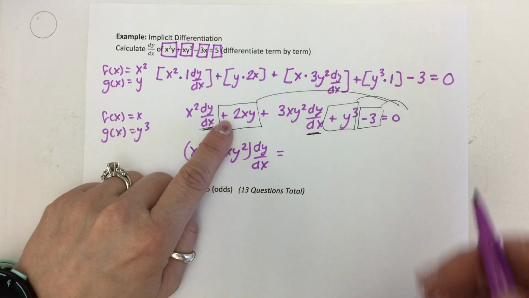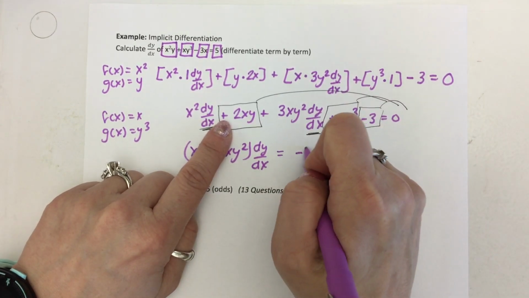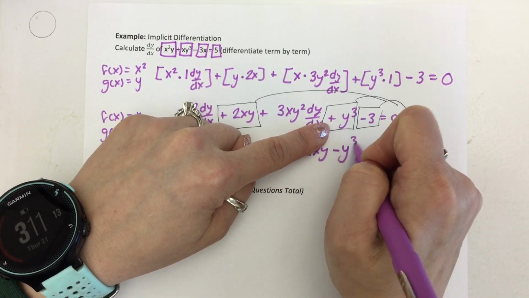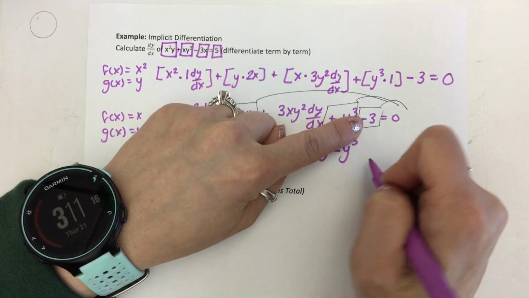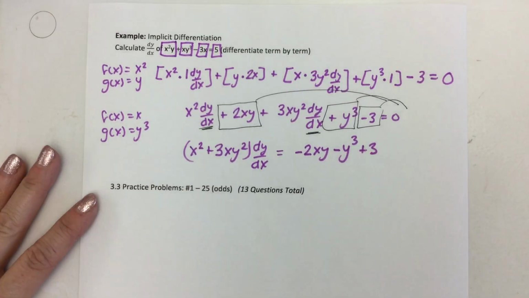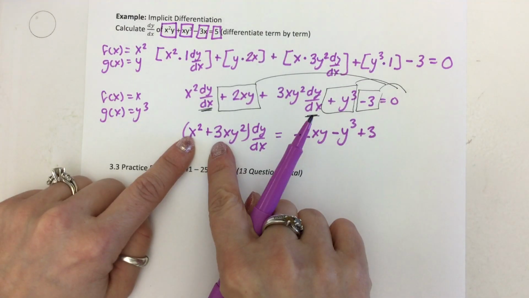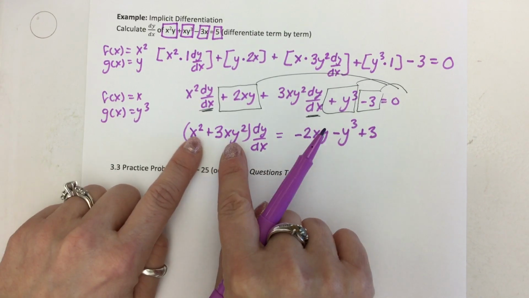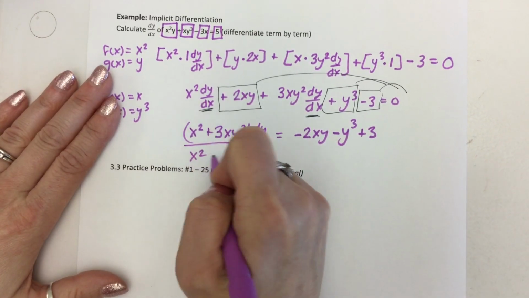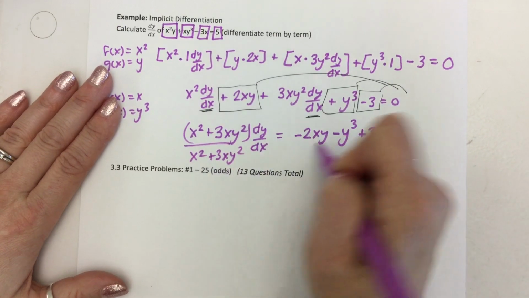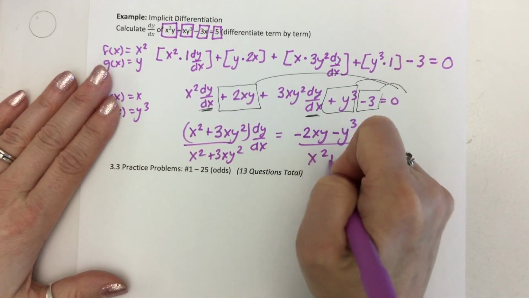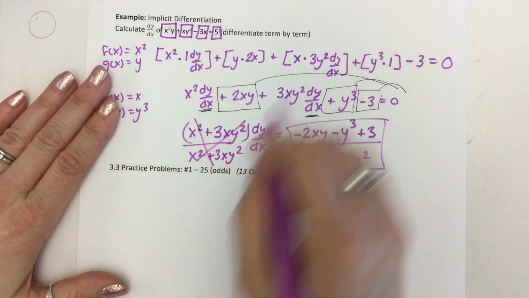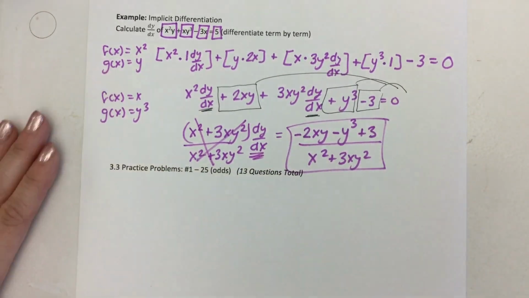Now on the other side, this was positive, I moved it over, so it's negative 2xy. This is a positive, so now it's a negative when I move it over. This is a negative, so it becomes a positive. So at this point, I'm right here. When I divide out that dy over dx, what I did is I just created a product. To get rid of this, all you got to do, you guys, is divide it to the other side. Here is your derivative, x squared plus 3xy squared. Ta-da, because this is gone. This is your derivative, and you are done.